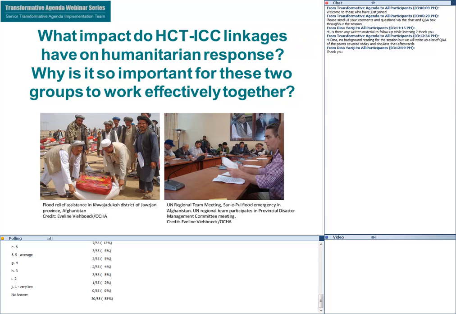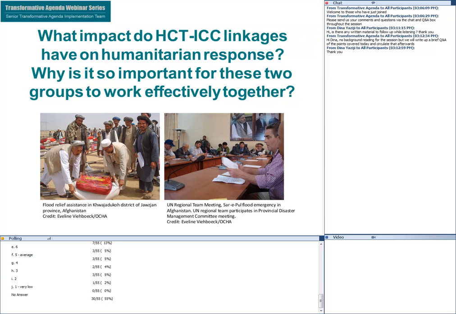Thank you very much, Mark, for joining us today. Let me go over to Cyril Ferran now of the Food Security Cluster, the Global Coordinator. And let me ask you, what is your perspective of the importance of the linkage between the HCT and the ICC? And in your experience, how are these groups working together?